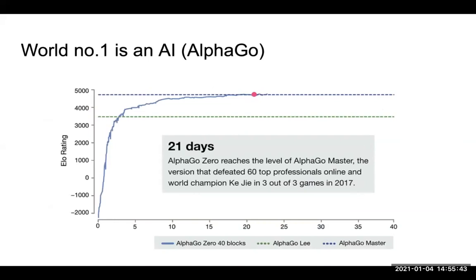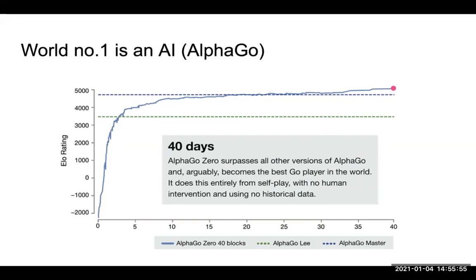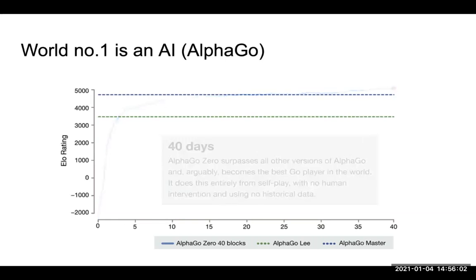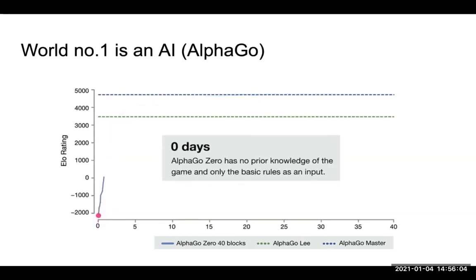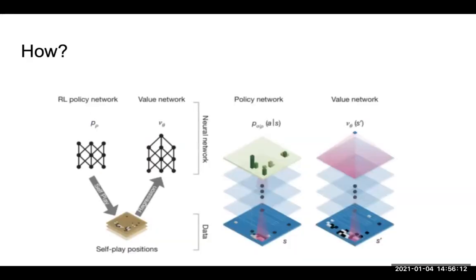I wanted to mention that because the world number one is an AI program developed by Google DeepMind, named AlphaGo. Actually, this version, which I'm sure some of you heard about in the 2016 event, AlphaGo beat the 18-time world champion Lee Sedol. But how does it work?